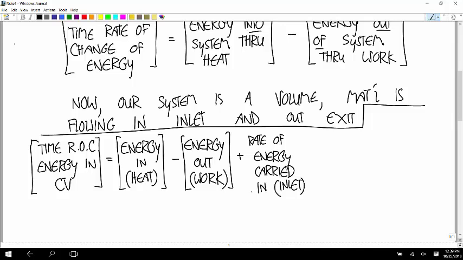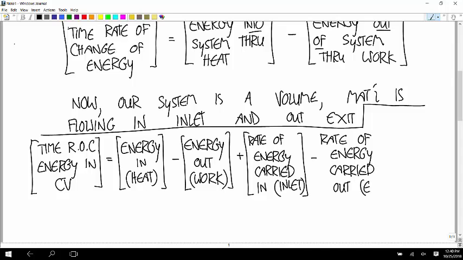Okay, so if at the inlet, at the instant you're looking at, there's a bunch of particles and they all have energy in all these different forms. They can have internal energy, potential energy, kinetic energy. And you move those particles into the system, that's adding energy to the system, right? The system now gets all that energy that those particles had. And you also have to deal with the rate of energy carried out at the exit.